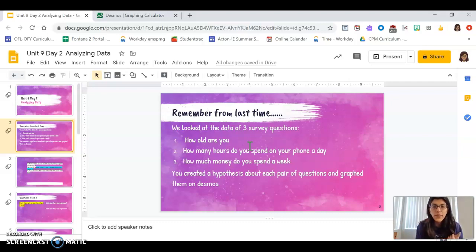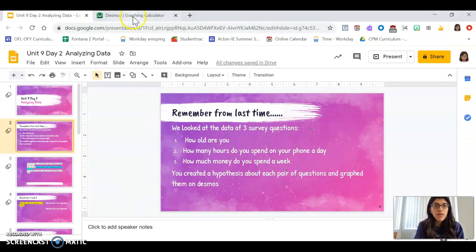I heard a lot of people say the older you are, the more you'll spend on the phone. Some people thought the older you are, the less time you spend on the phone. We also have how many hours you spend on the phone versus how much money you spend a week. I think a lot of people said the more time they spent on the phone, the more money they thought someone would spend. And then the final one was how old you are and how much money you spend a week. Most of you said the older you are, the more money you would spend a week, and that does seem like it's going to be true. What we're going to find out is what is true.